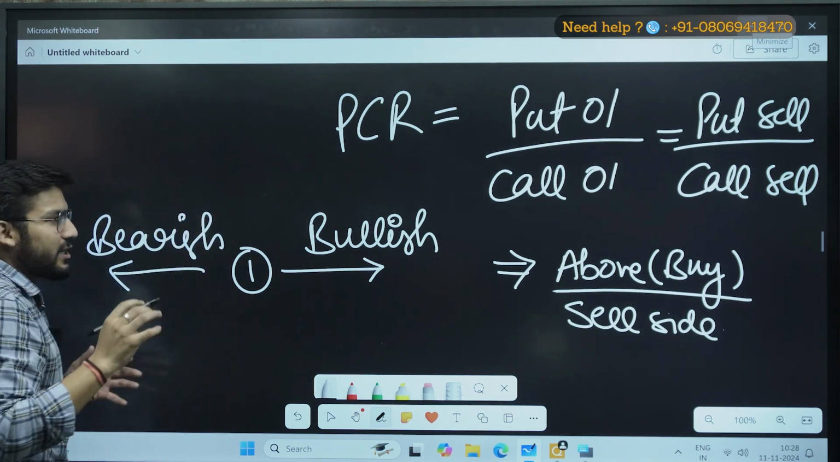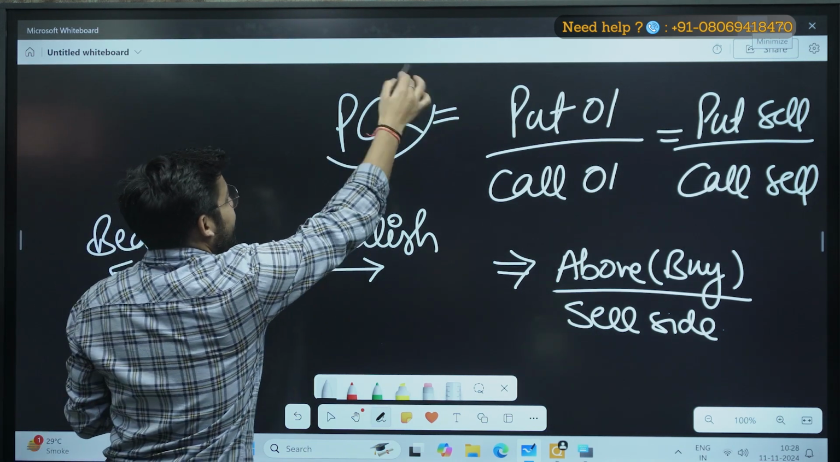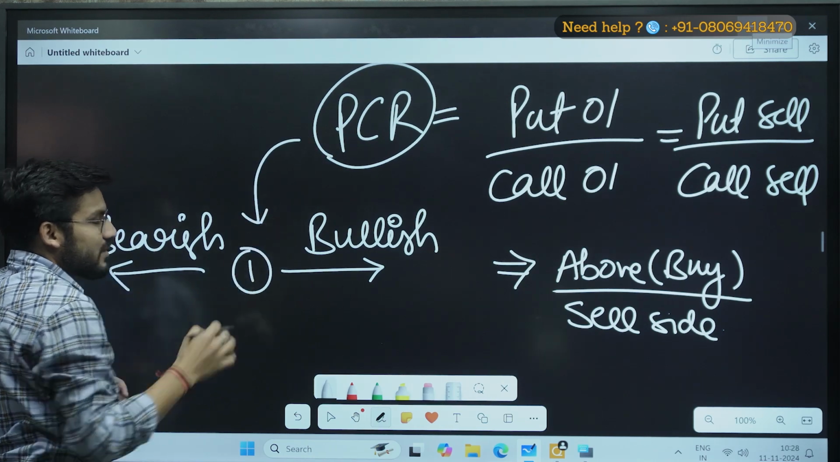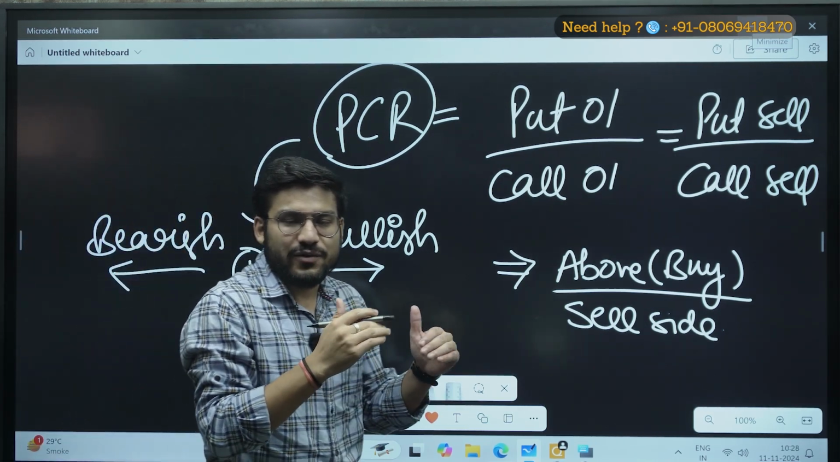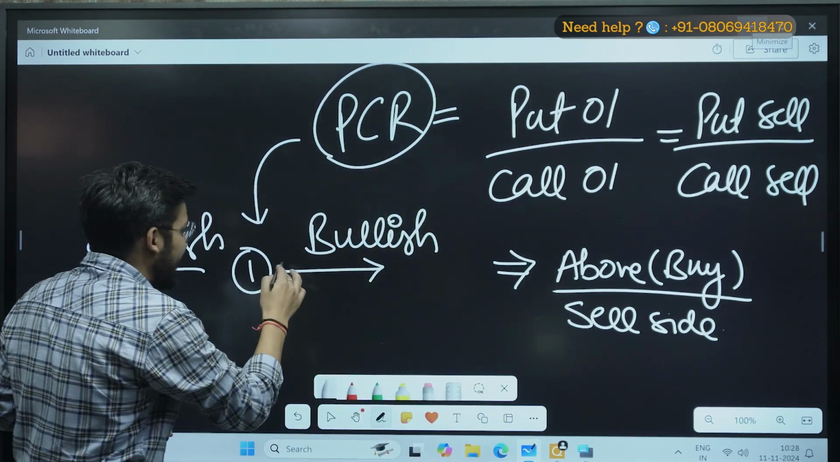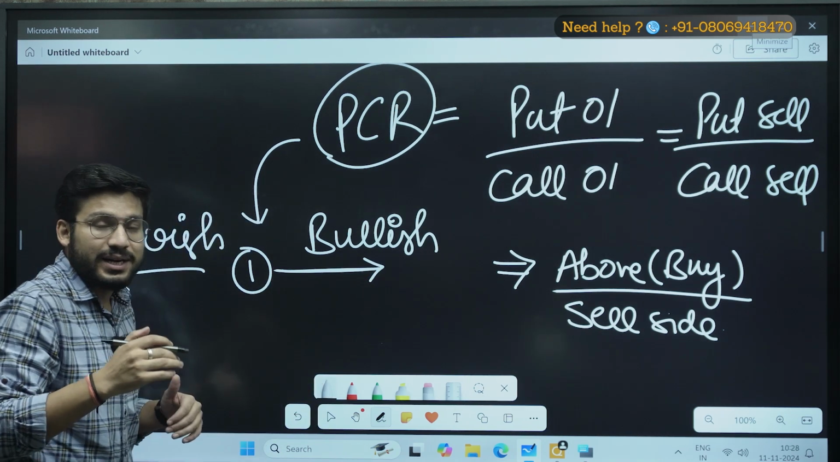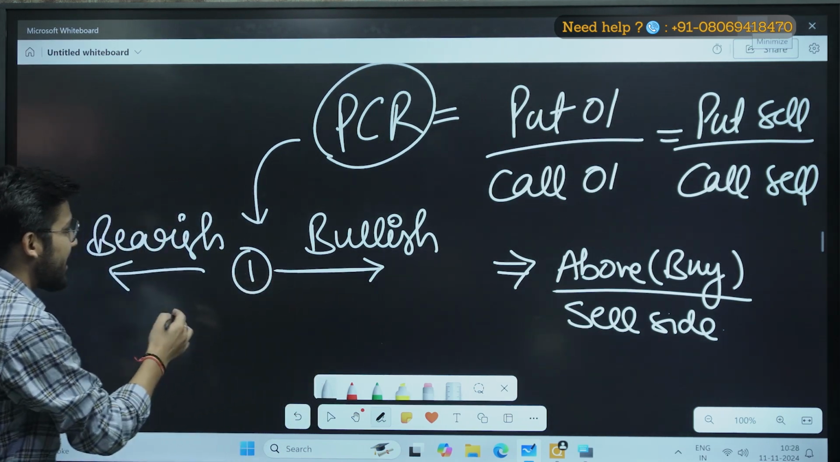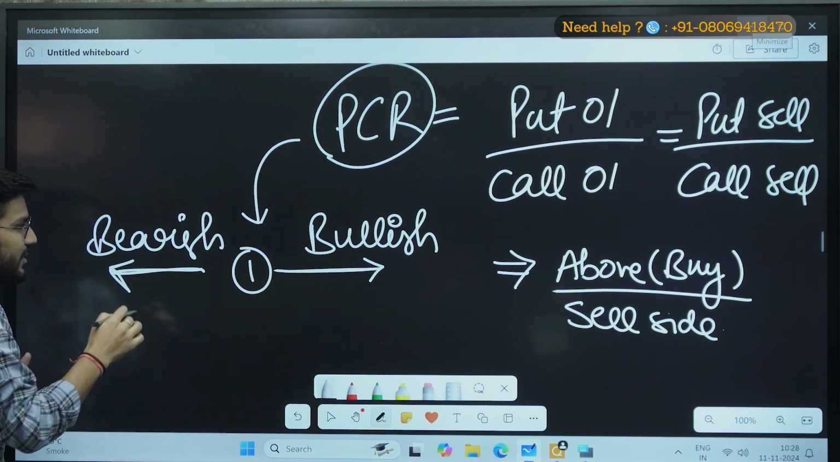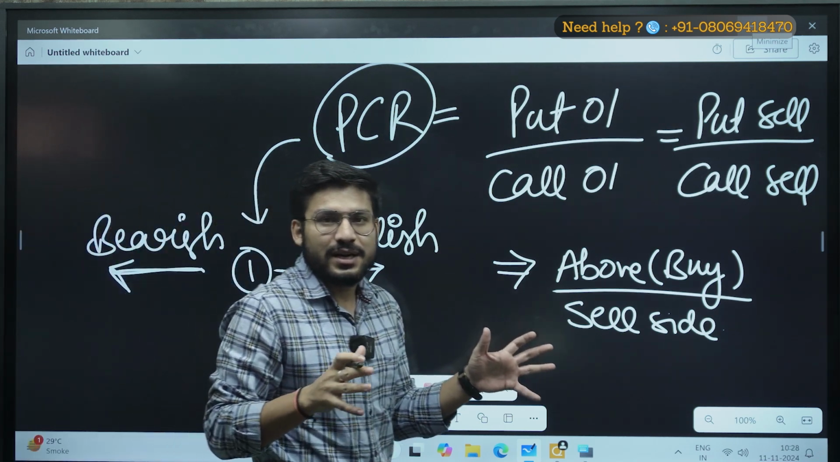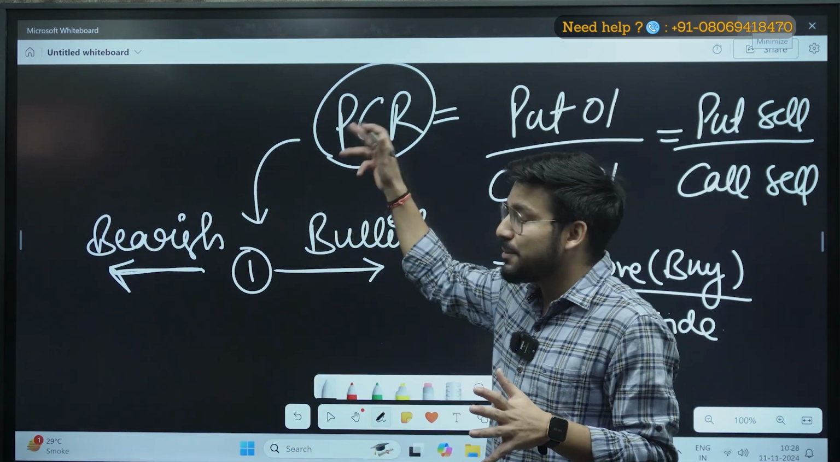So we can conclude here, if my PCR is 1, it means the state is neutral, so the market will be in a sideways range. Whenever it increases from 1, it means the market is bullish, and when the PCR decreases down from 1, it means the market is in bearish sentiment, right? So this is the theory behind PCR.